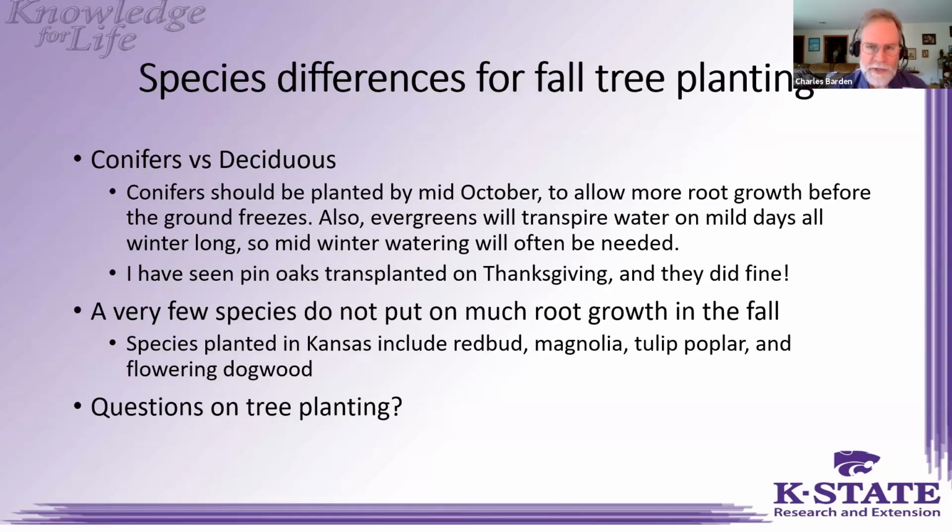Okay, there's a few different species differences on fall tree planting. Not everything can be treated just the same. For example, comparing conifers versus deciduous trees, conifers should really be added to your lawn landscape by about mid-October, because you've got to allow a little bit more root growth to occur before the ground freezes, because evergreens will continue to transpire water. They'll absorb water and evaporate out their leaves and needles on mild days all winter long. So midwinter watering will often be needed.